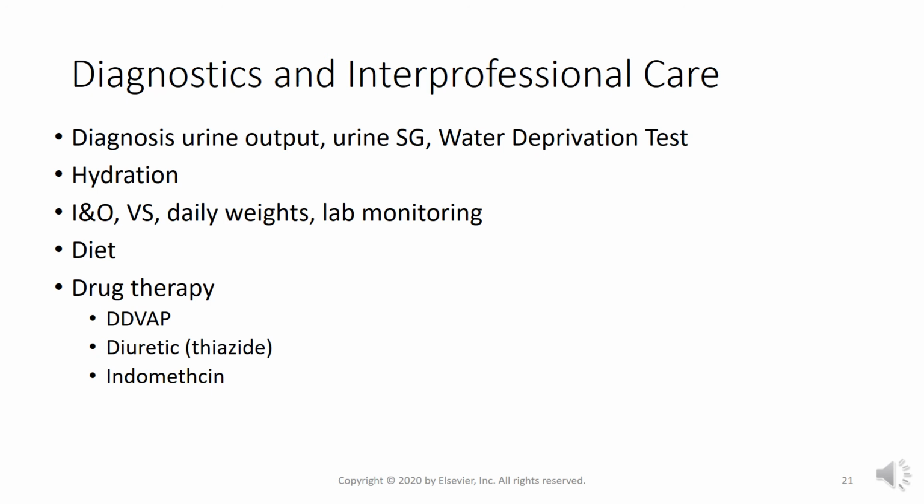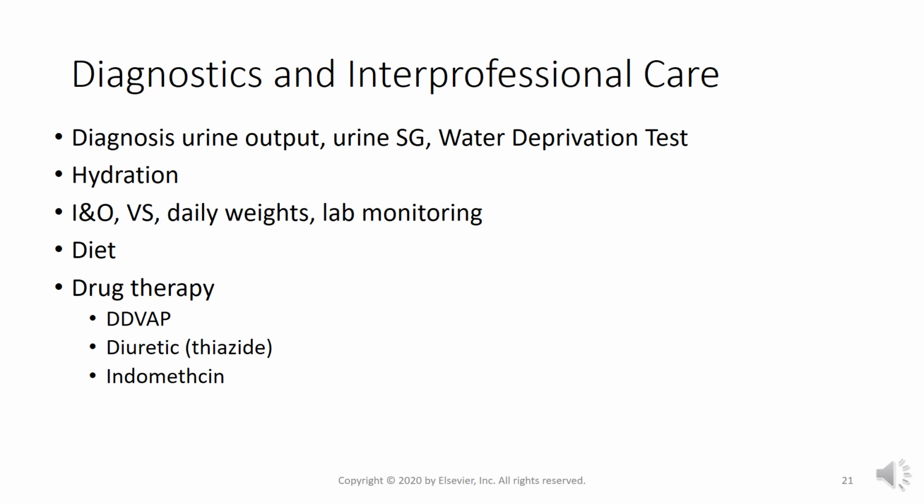If the client responded to the DDAVP, so let's say they had a sudden reduction in urine output, that would mean that there's a problem with the pituitary. So there's a central cause of the diabetes insipidus. If there was no change in the urine output, that would mean that there's a nephrogenic cause. So the kidneys are unable to respond to the synthetic ADH.